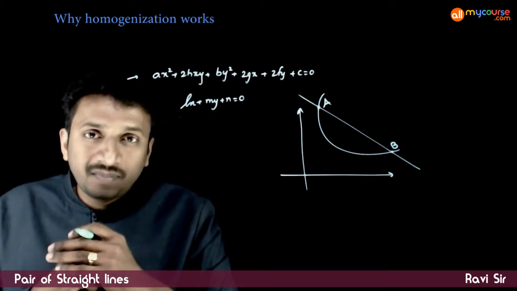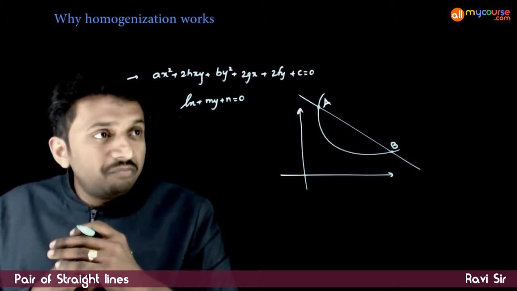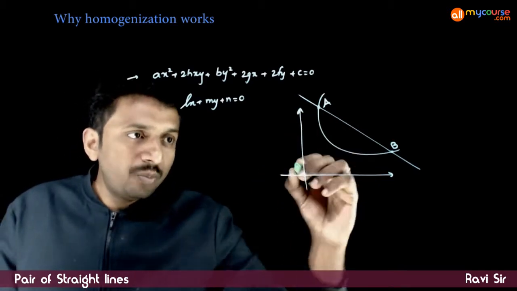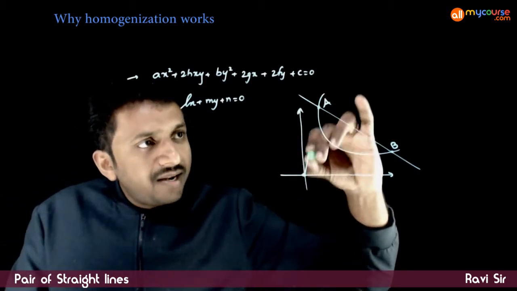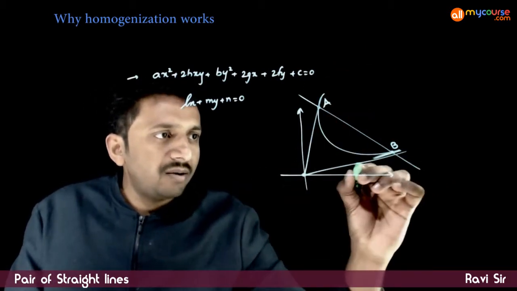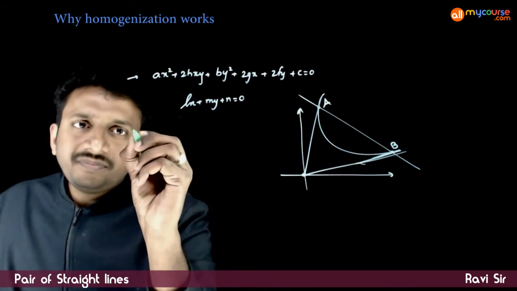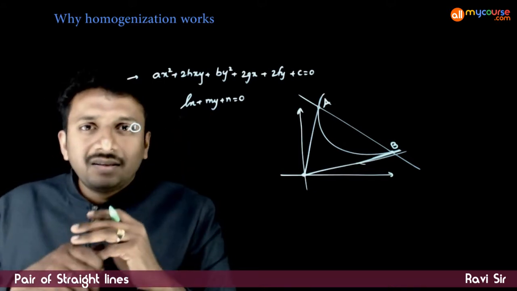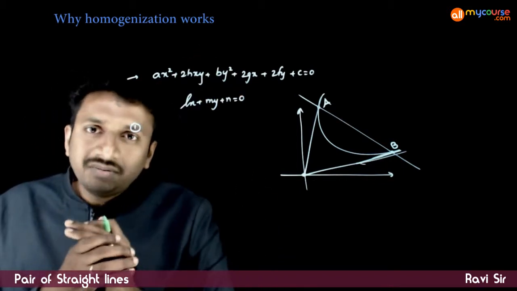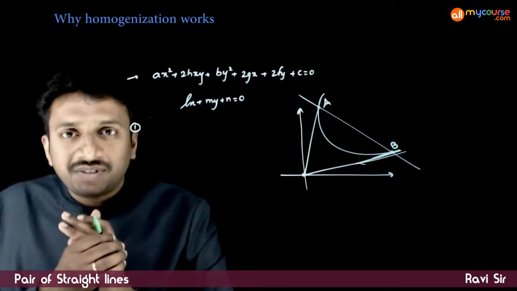Now, you're asked to find the pair of lines joining the origin with these 2 points. You have to find the pair of lines OA and OB. So first, let us homogenize this equation with this equation. Let us write the equation and see what that equation represents.